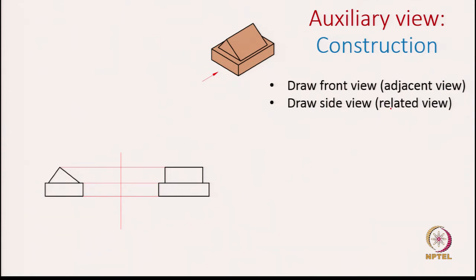How do we draw a reference line? We draw it parallel to the surface of interest. Yeah, first label those points 1, 2, 3, 4 of this surface, let us say S1.